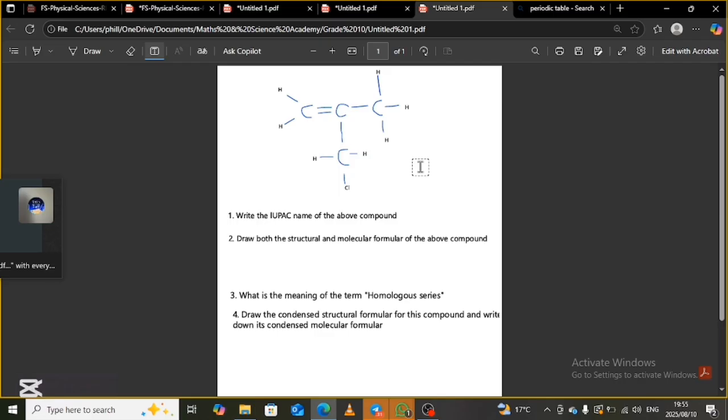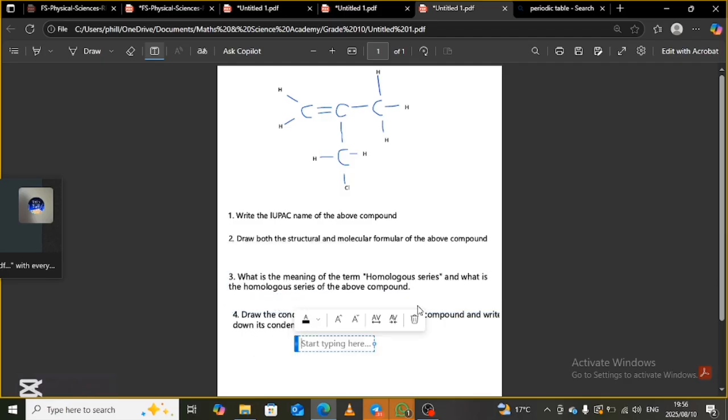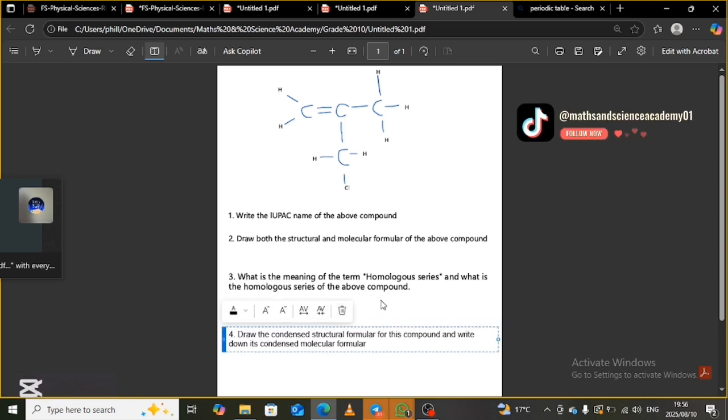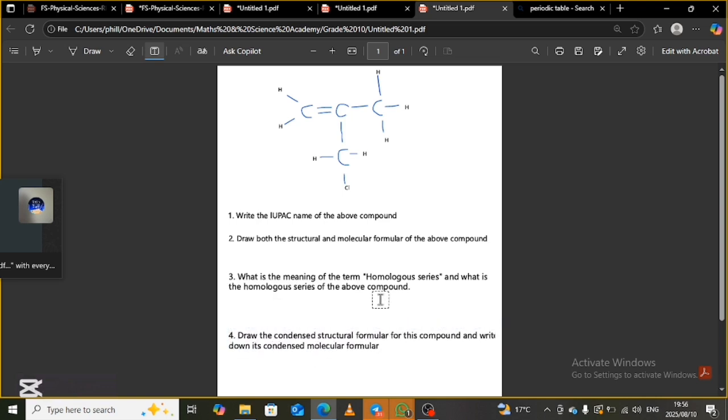Now let's take a look at these questions. The first question says, write down the IUPAC name of the above compound. Question number 2, we are supposed to draw the structural and molecular formula of the above compound. Question number 3, what is the meaning of the term homologous series? And what is the homologous series of the above compound? Question number 4, we are supposed to draw the condensed structural formula for the compound and write down its condensed molecular formula. So I want you to pause the video and try this question out on your own.